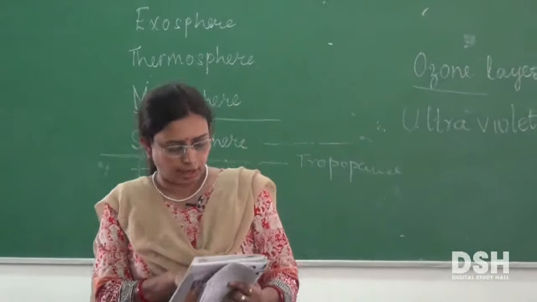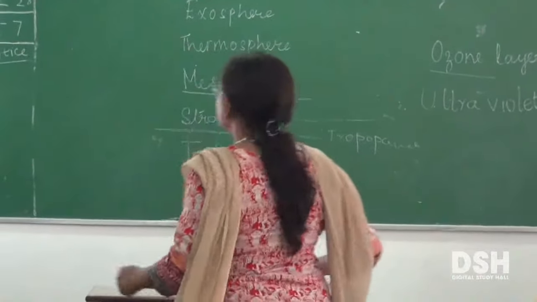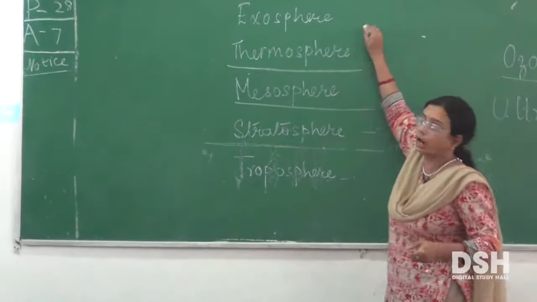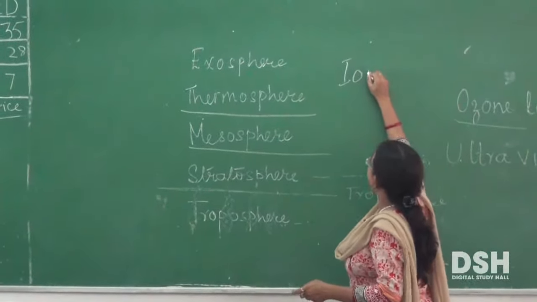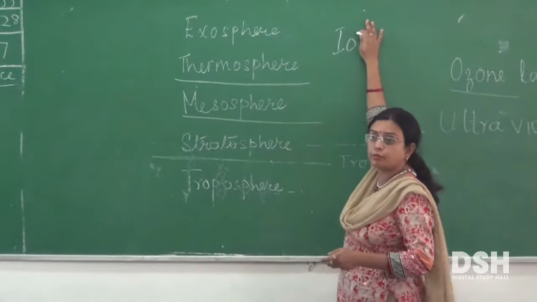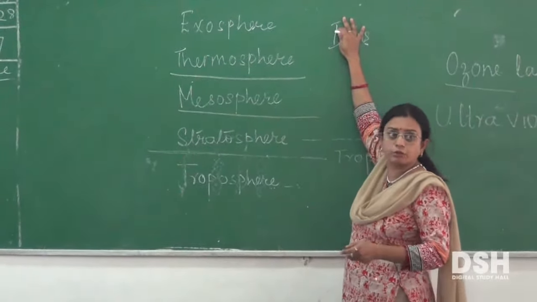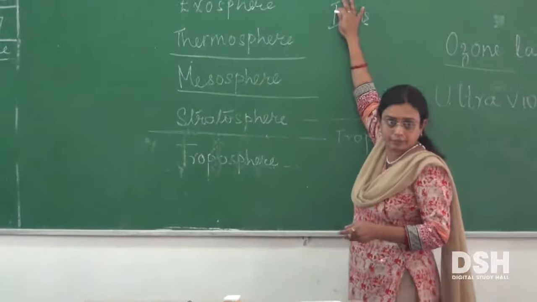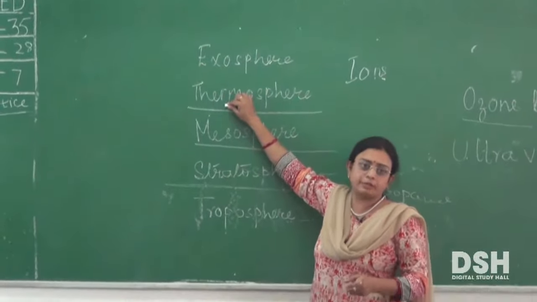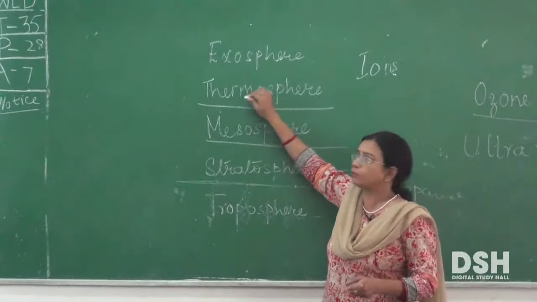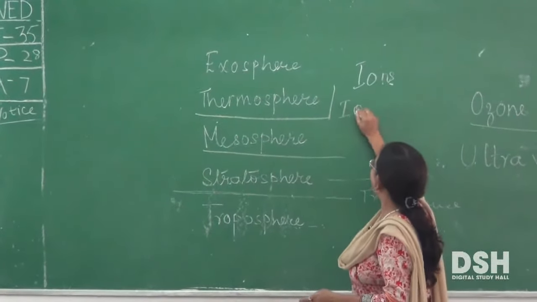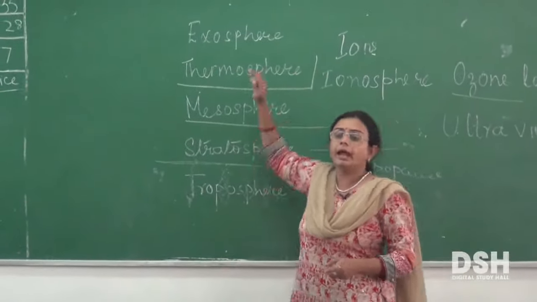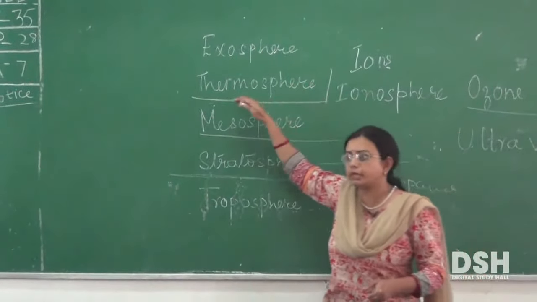The next layer is the thermosphere, and it has certain ionized molecules in it. Have you understood? There are certain ions, positive and negative ions, in it. Have you heard about it? Yes. In science, you must have heard about ions, right? So there are certain ions present in it, and this is why we also call this layer the ionosphere. What do we call it? Ionosphere.